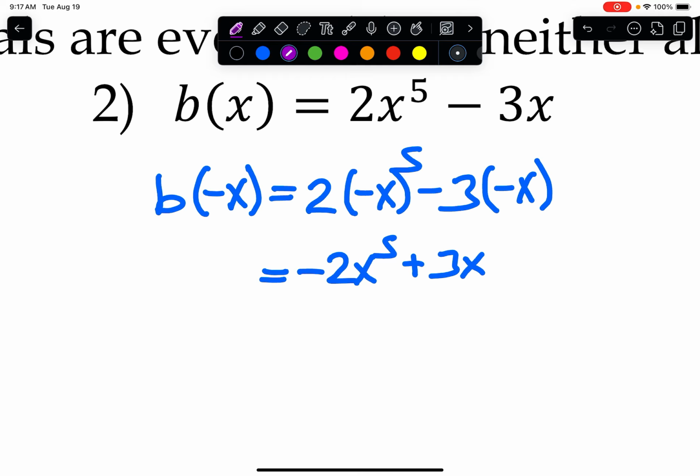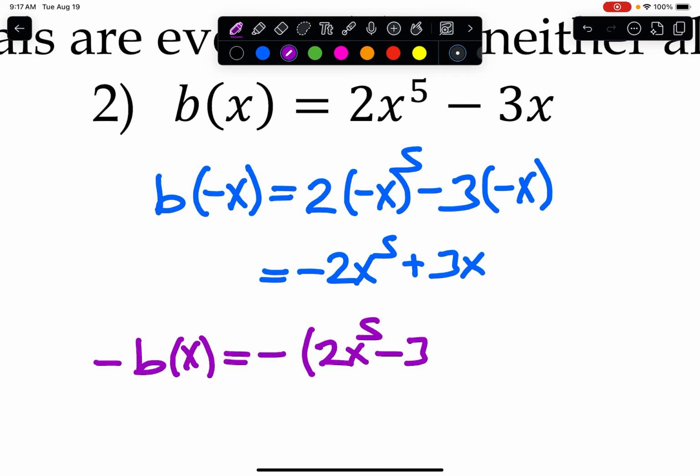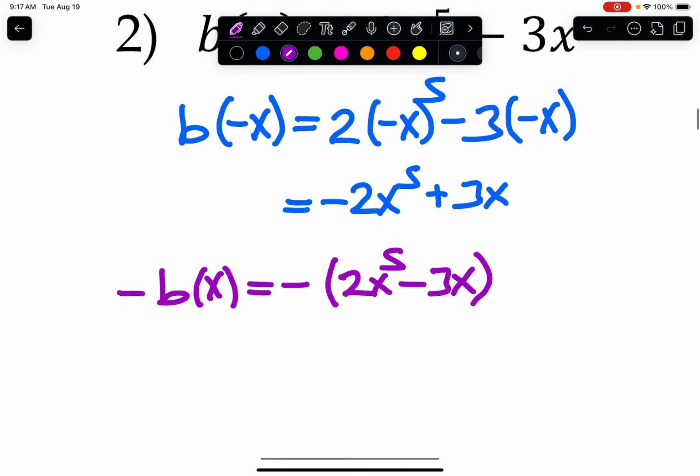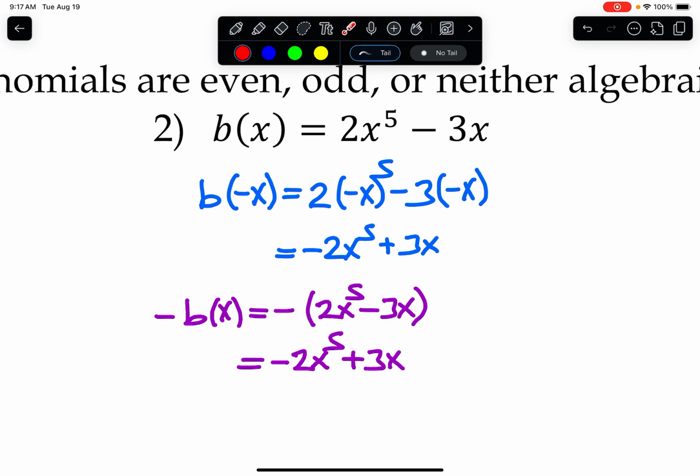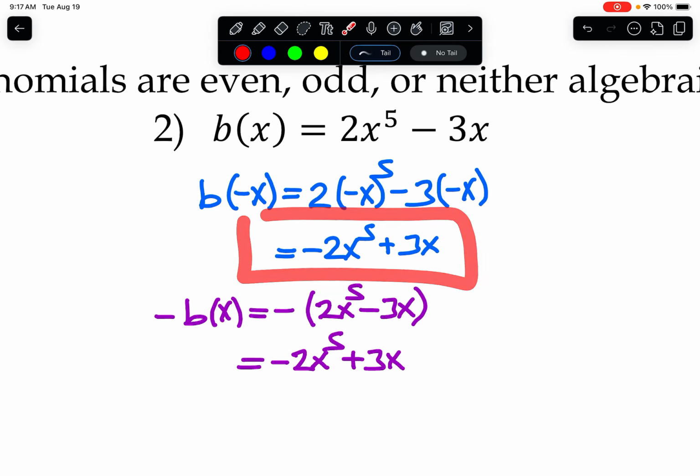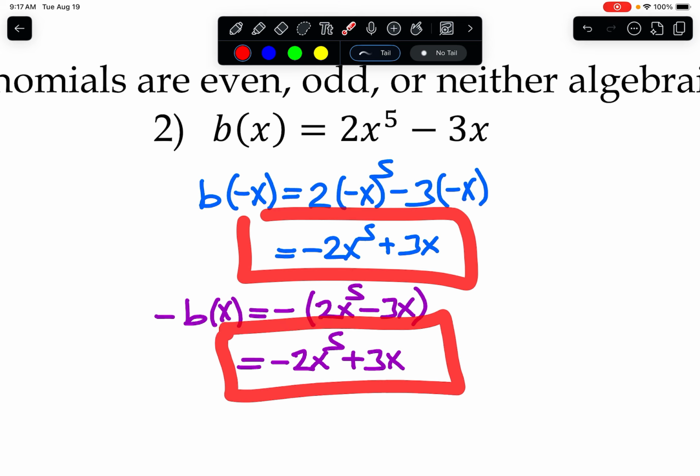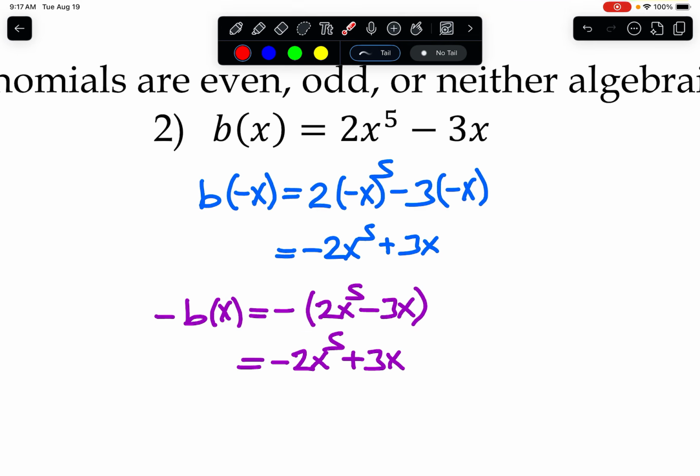So now I want to test option 3. So we're going to look at negative b of x. So I have negative, and then parentheses the original function, so 2x to the 5th minus 3x. And then I'm going to distribute this negative. So that's negative 2x to the 5th plus 3x. So if I look, I can see that option 2 and option 3 here are the exact same. So if option 2 and 3 are the same, that means this is going to be odd.